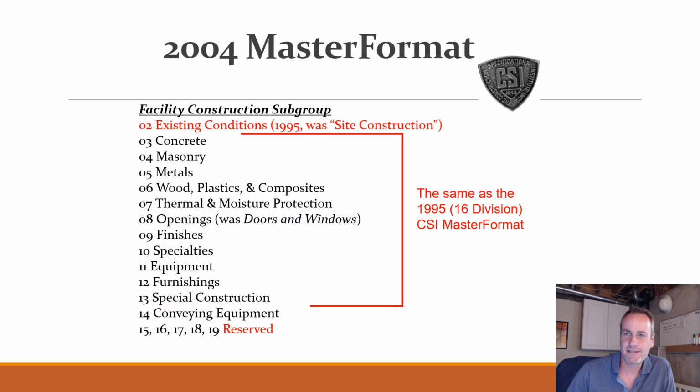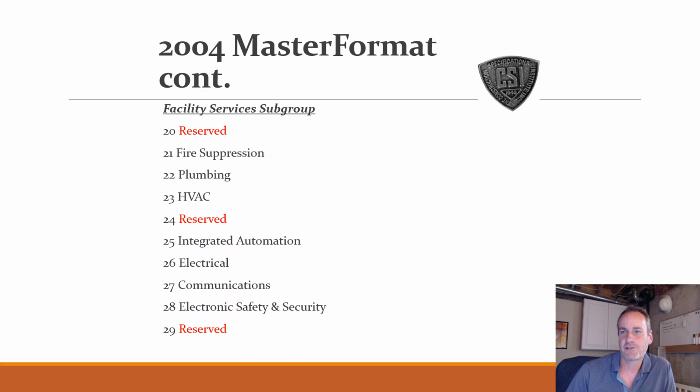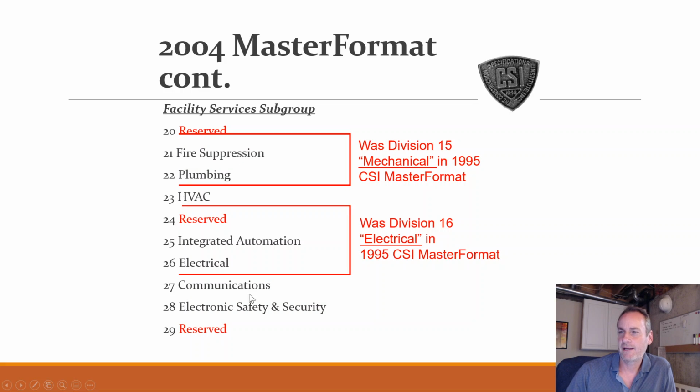This is the facility construction subgroup, or really I think it's more just the construction subgroup versus facility services. So these are the services: fire, plumbing, HVAC, electrical. You can see the numbers are going on. So this guy brought us up to the 19. Now we're at 20, up to 29, a couple reserved ones in there as well. And this will give you a little example of how it was changed from the original.